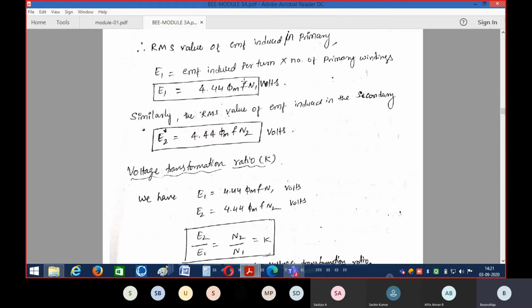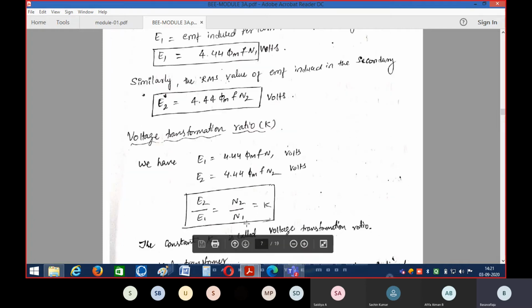Okay, so if you simply multiply by the number of turns in the primary winding, we will get the EMF induced in the primary winding, and if you multiply by the number of turns in the secondary winding, then we will get the EMF induced in the secondary winding. And from these equations, we also derived the voltage transformation ratio K, which is given by E2 by E1 is equal to N2 by N1.